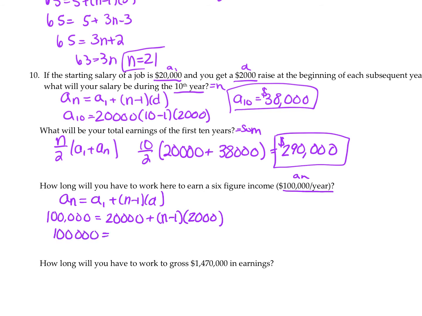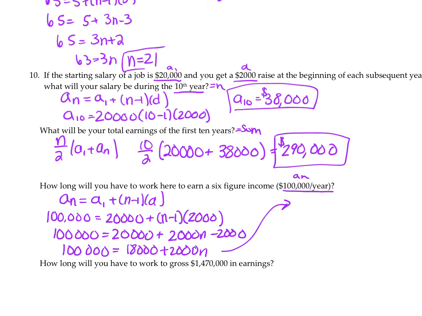So 100,000 equals 18,000 plus 2,000 N. Minus the 18,000 over, I'm going to have 82,000 equals 2,000 N. Divide by 2,000, then it would take 41 years.